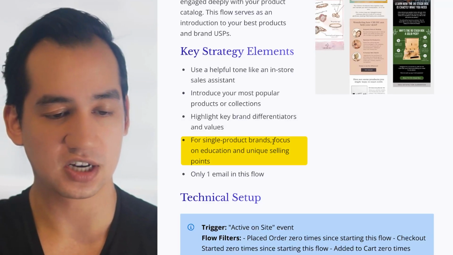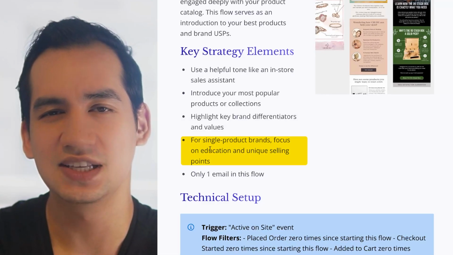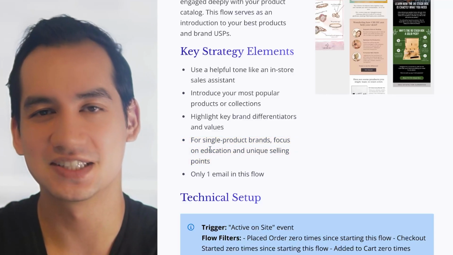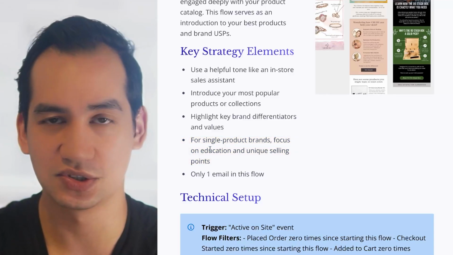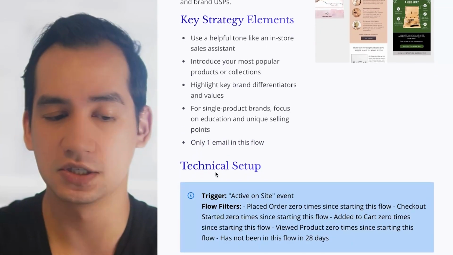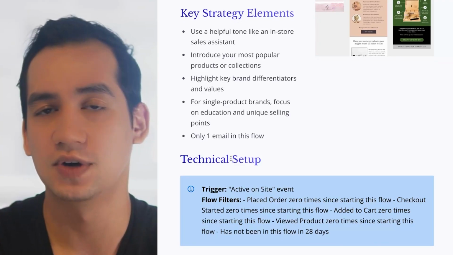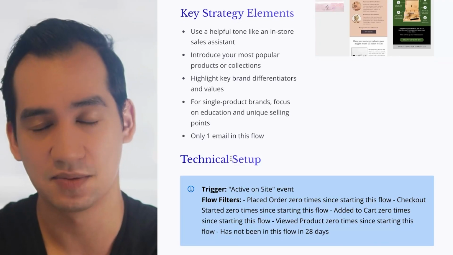Highlight key brand differentiators and values. And for single product brands, focus on education and unique selling points and really highlighting the benefits of the one product that you sell in depth, what problems are you solving, etc. And there's only 1 email in this flow, and you can send it after 30 minutes to an hour. Typically that is going to be the sweet spot for the time delay after they abandon the website.